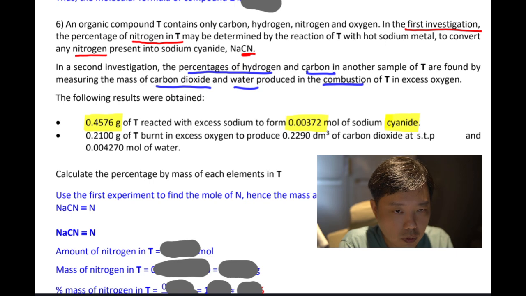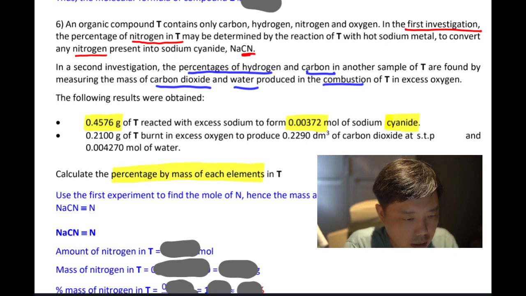So the question wants us to calculate percentage by mass of each element. Nothing was said about oxygen, so most likely we have to find the first 3 elements and then just 100% minus off the first 3.